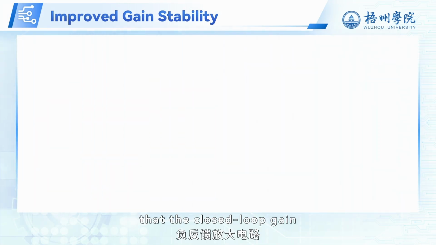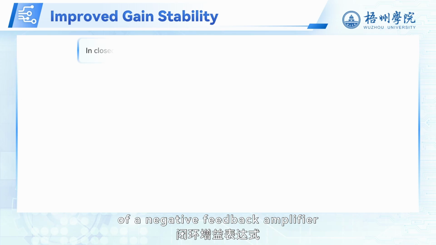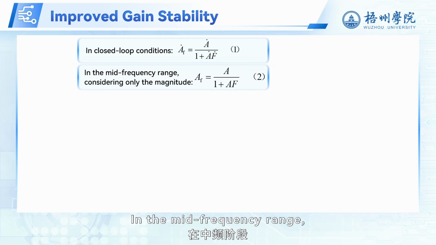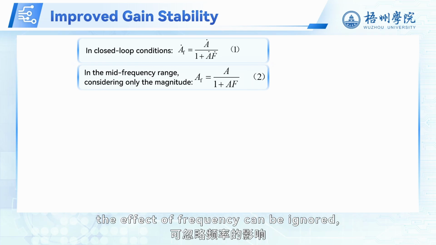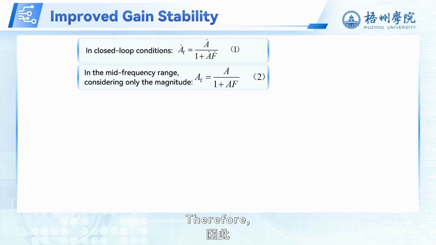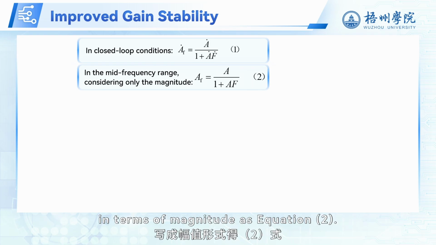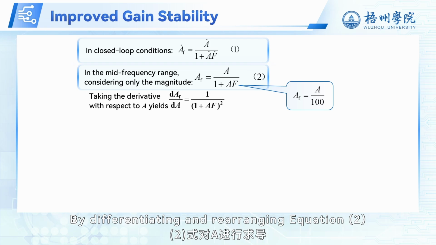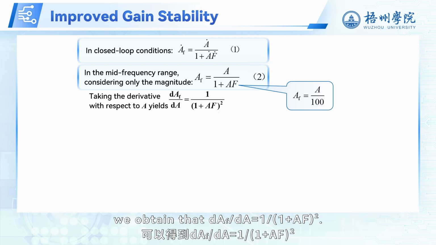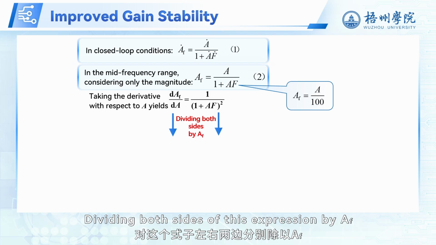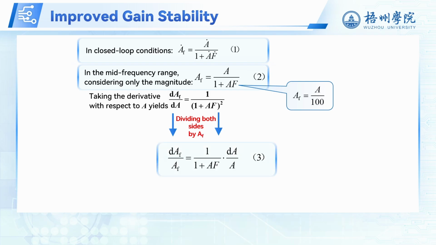We already know that the closed-loop gain of a negative feedback amplifier can be expressed as shown in equation 1. In the mid-frequency range, the effect of frequency can be ignored, and we focus only on the magnitude. Therefore, equation 1 can be rewritten in terms of magnitude as equation 2. By differentiating and rearranging equation 2 with respect to A, we obtain that dAF divided by dA equals 1 over (1 plus AF) squared. Dividing both sides of this expression by AF gives equation 3.